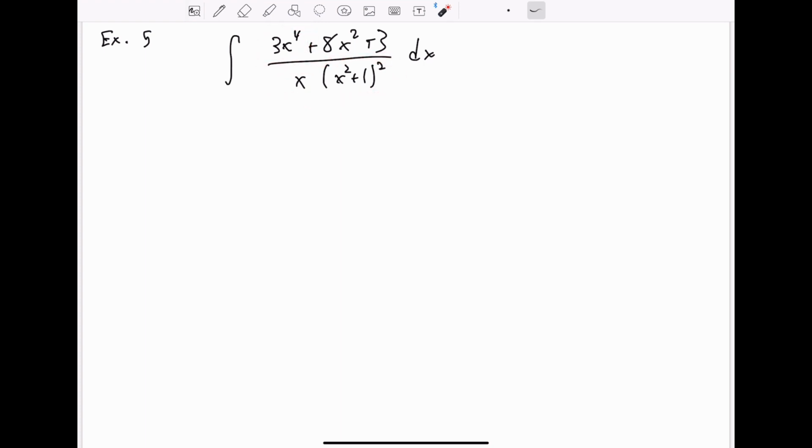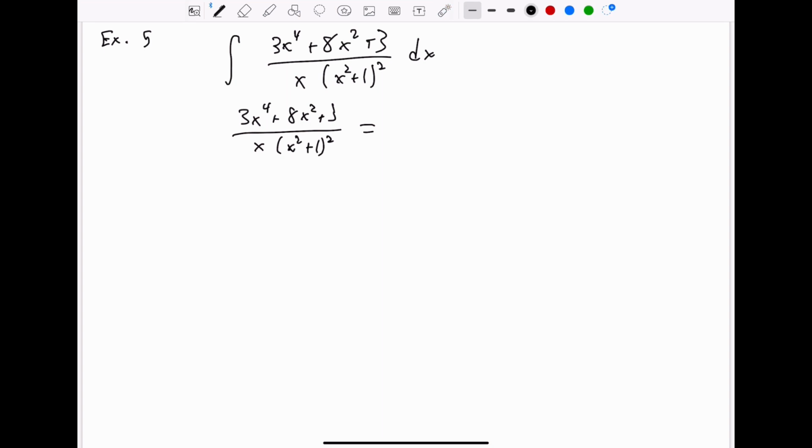fraction decomposition. The next step would be to factor the denominator. This denominator is already completely factored. X squared plus 1 is an irreducible quadratic. So we're ready to write out the form for the partial fraction decomposition. 3x to the fourth plus 8x squared plus 3 divided by x times x squared plus 1 squared. Each of these factors will give me a fraction in the decomposition.